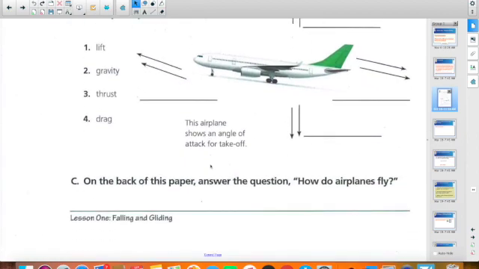Then at some point there should be a question on there asking, how do airplanes fly? Just give your best answer. You don't have to know all of this, just the best answer that you can come up with.